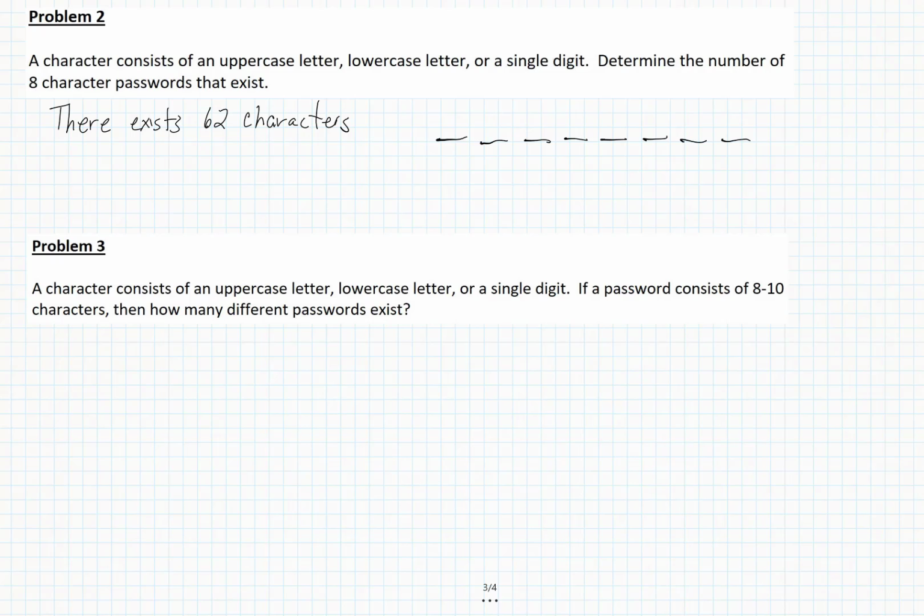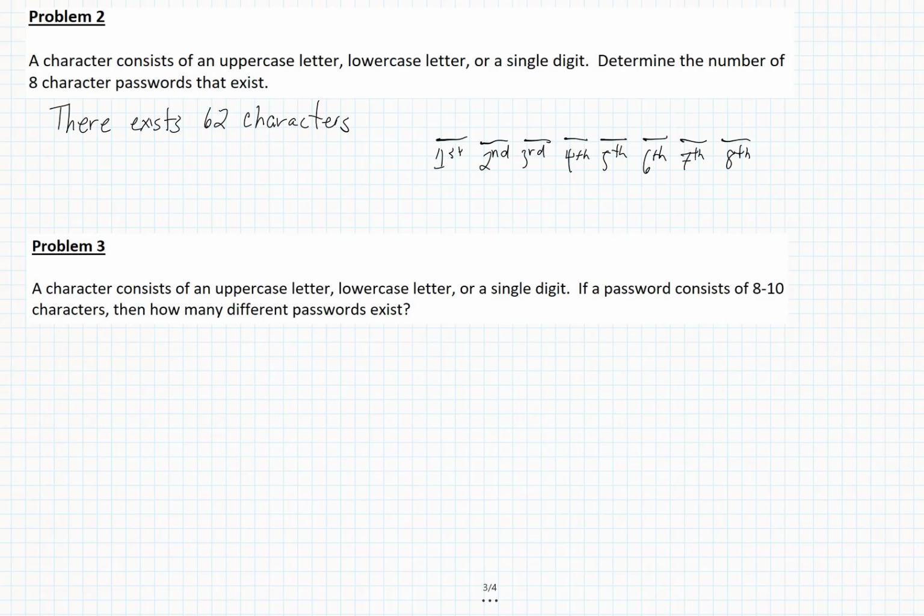We have a first character choice, and then a second character choice, a third character choice, a fourth character choice, a fifth character choice, a sixth character choice, a seventh character choice, and an 8th character choice. So notice each of these depends on what character you choose in that position. So it's a sequence of steps, essentially, meaning the multiplication principle.